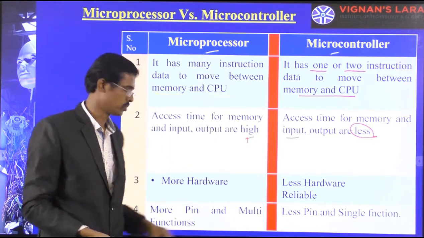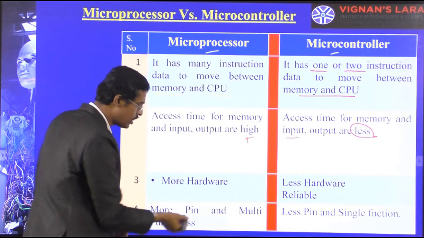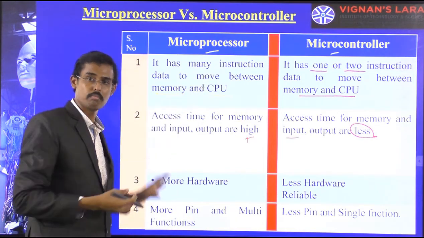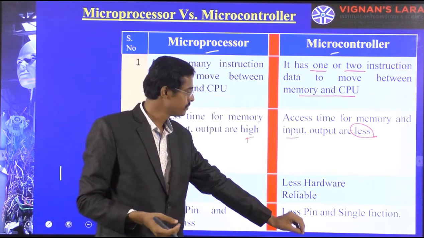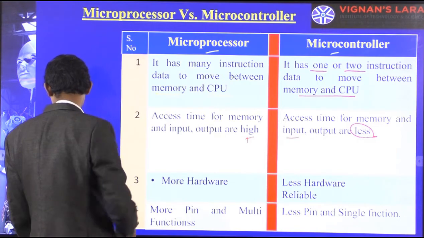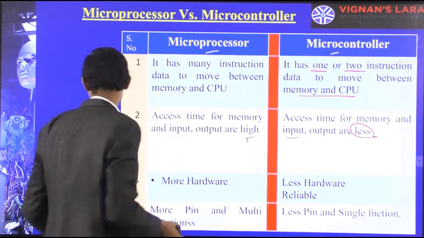Accordingly, we should use each one. Here in the microprocessor, there are more pins, multi-functions, more instructions, more programs. Here in the microcontroller, there are fewer pins, single function, or one or two functions. So likewise we can understand this comparison between microprocessor and microcontrollers.